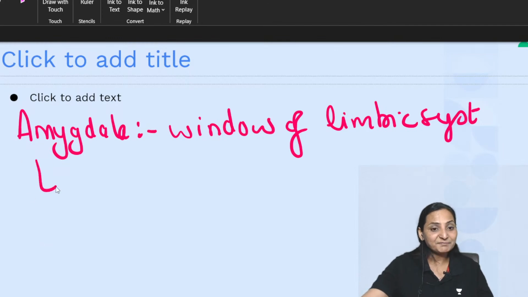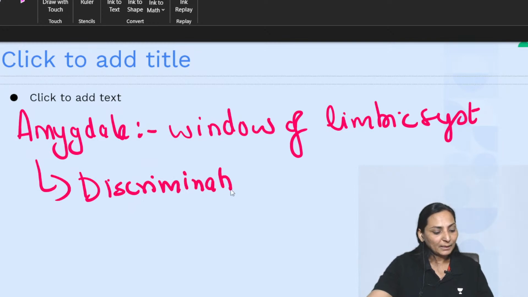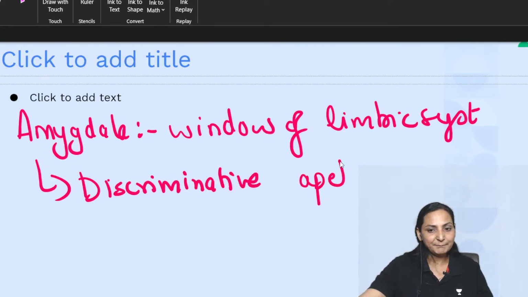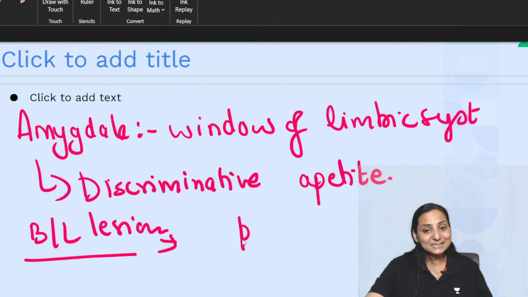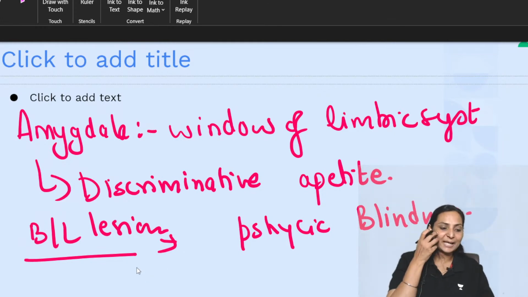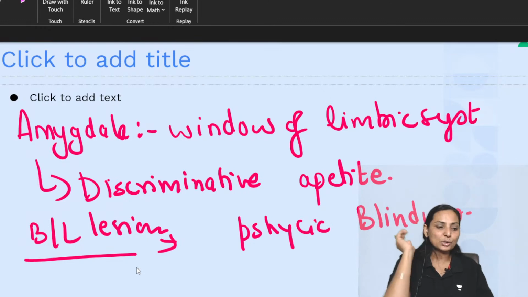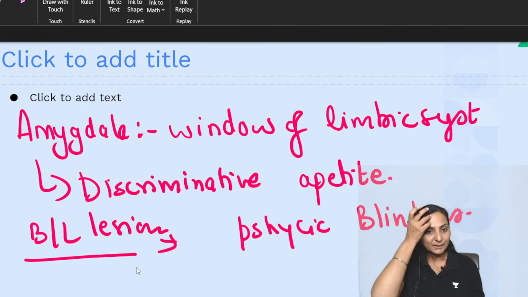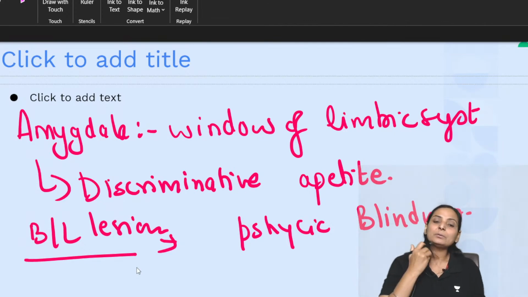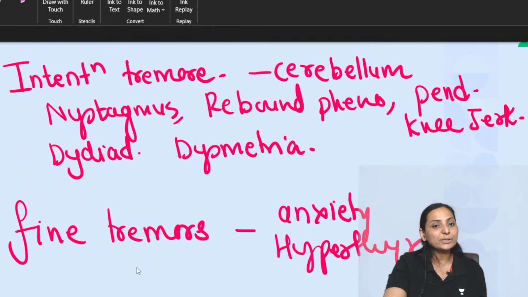Moreover, this amygdala is very important in discriminative appetite, right? And if there is a bilateral lesion to the amygdala, you develop psychic blindness. What is this psychic blindness? There is indifference to the quality and to the type of food, right? Psychic blindness as far as food is concerned. So the amygdala is a very important part of the limbic system, and it is related to emotions.